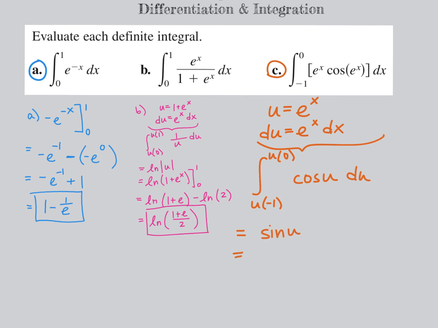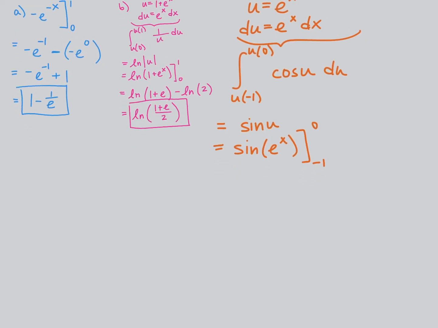And so going back and back substituting, we'll have the sine of e to the x. And we want to evaluate that from negative 1 to 0. So from here, the first thing we're going to be plugging in is a 0. So we will have the sine of e to the 0 minus the sine of e to the negative 1. So this gives us the sine of 1 minus the sine of 1 over e.